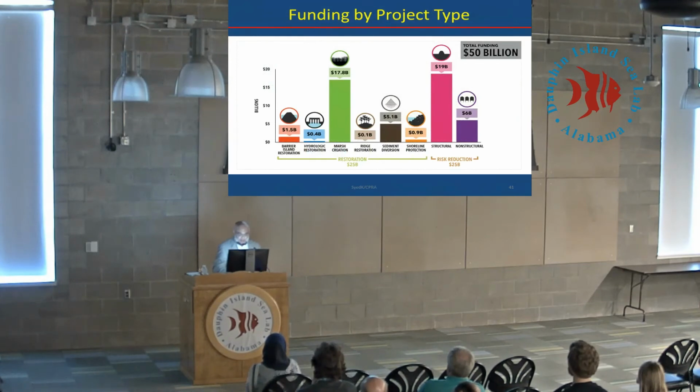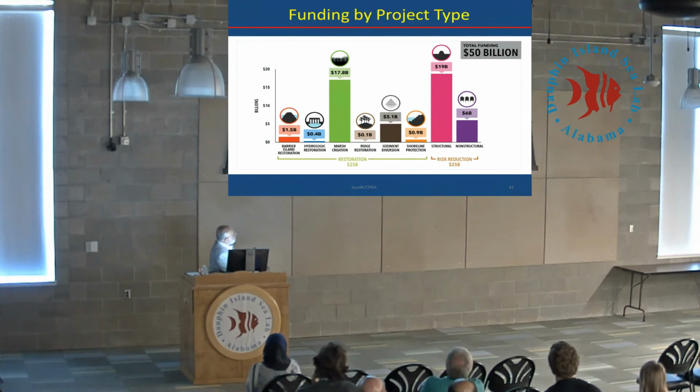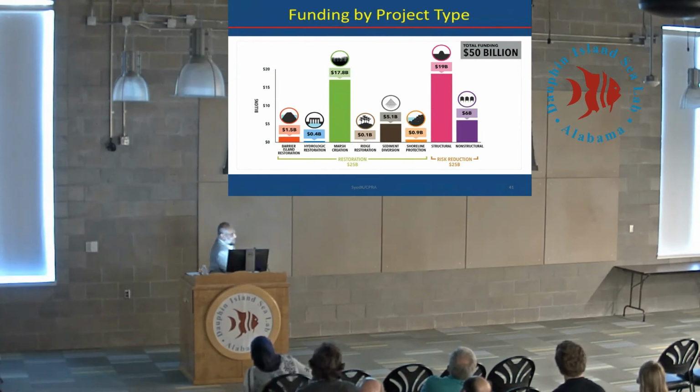So funding, if you look at the funding, for restoration we have funding of 50 billion, and that is 25 billion for restoration and 25 billion for risk reduction. And in sea, this marsh creation is almost 18 billion, and sediment diversion is 5, and others are less. Similarly, here we have the levees, it's 19 billion, and this is for non-structural, that is the building code and others. So what we are trying to do is create land as much as possible.